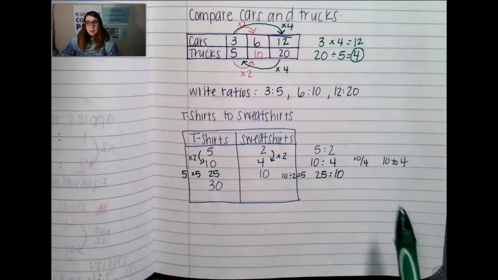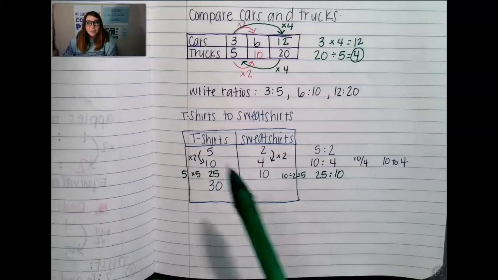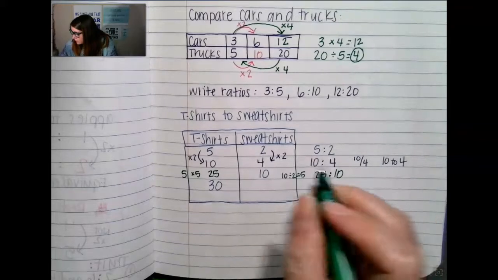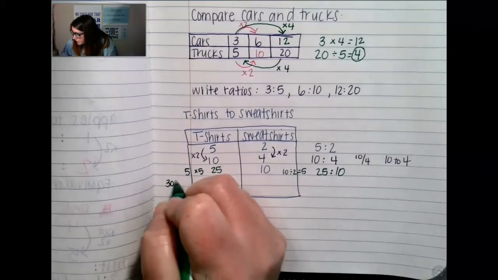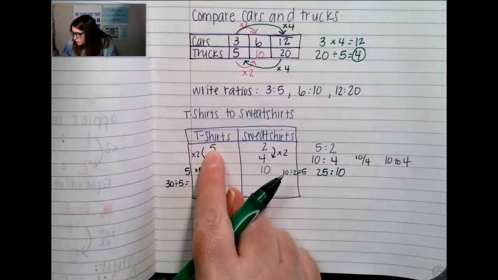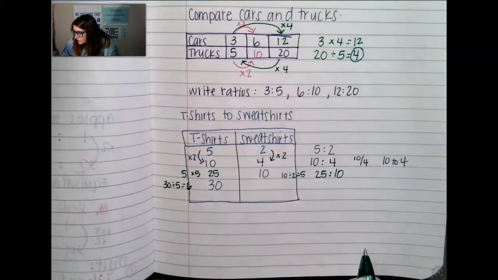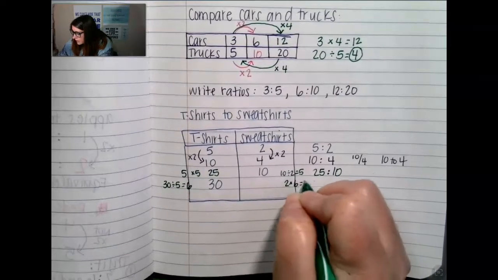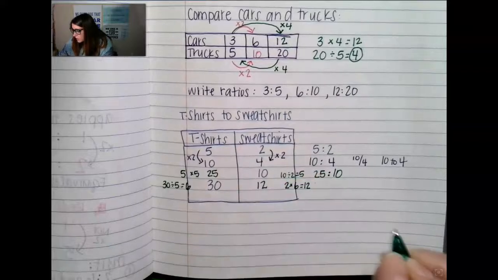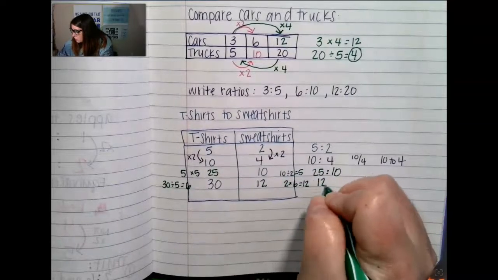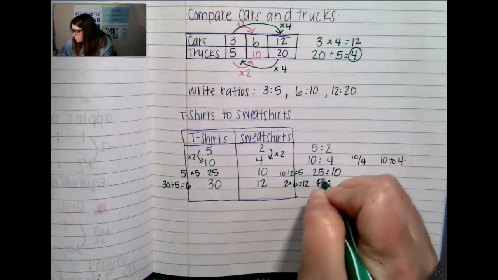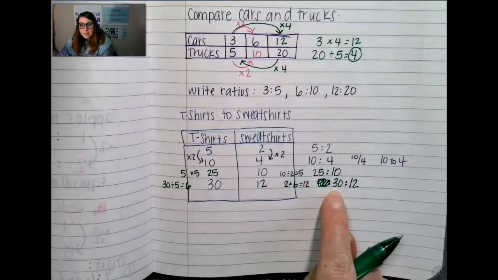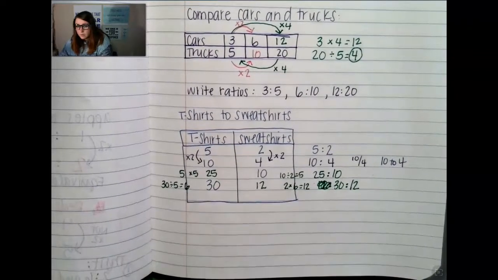Okay, and last but not least, so that we can answer this question, how do we get from 5 to 30? Well, we can say I have 30 divided by 5, because this is my original ratio, and that gives me a multiplier of 6. So over here, to get this one, I need to do 2 times 6, and that gives me 12. So my ratio here is 12. So this says 30 to 12. Remember, t-shirts has to come first because that's the first one in the box.